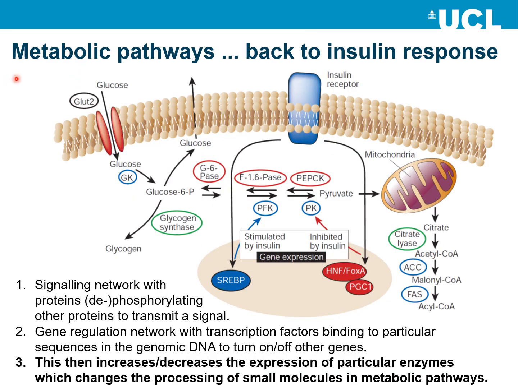Okay, so turning back to the insulin response in humans to see how metabolic pathways work. So we had the insulin binding to the insulin receptor and then activating the signaling cascade, and eventually this leads to particular genes inside the nucleus and gene expression, gene regulation. And what does this finally do? Well, it turns on and off particular enzymes. So the ones indicated in blue here are being stimulated by insulin.